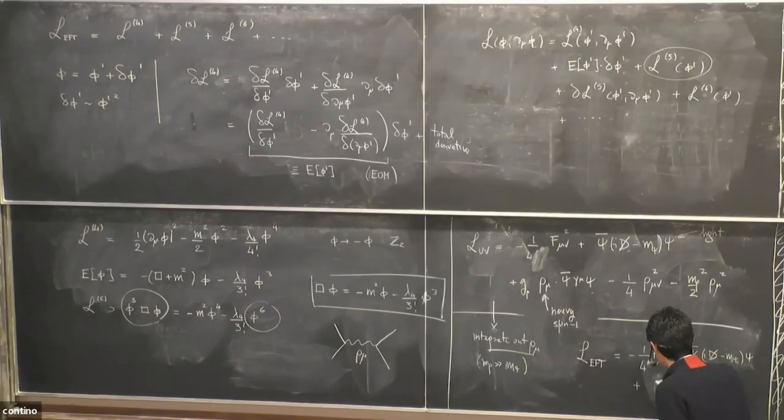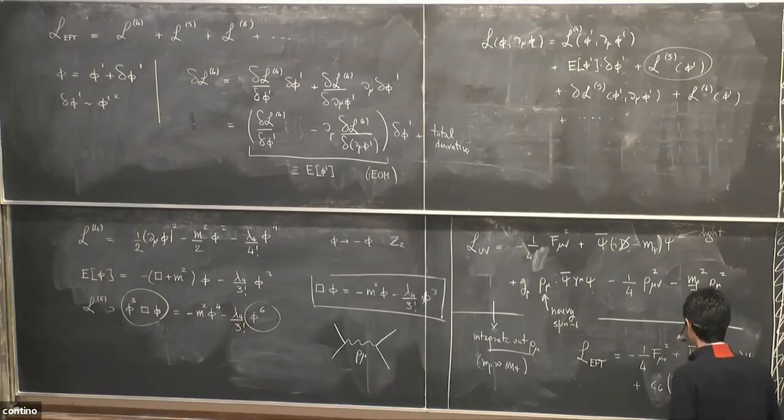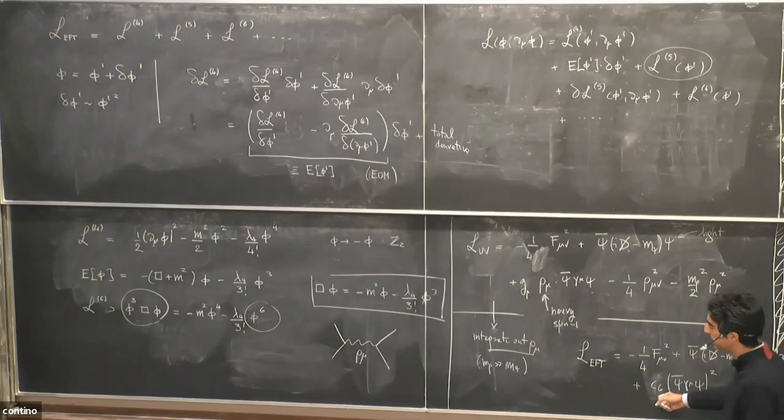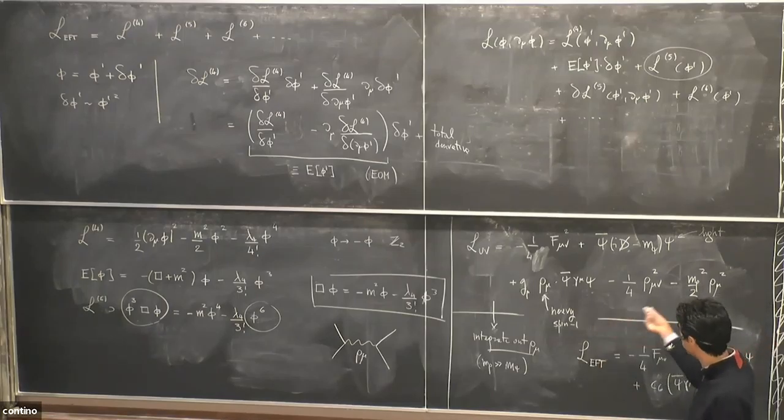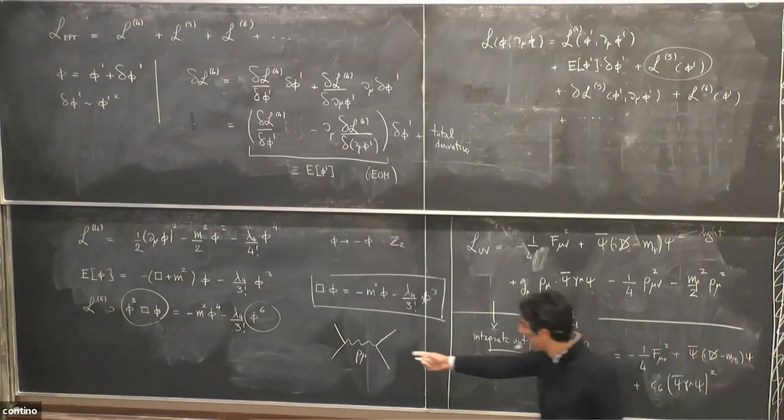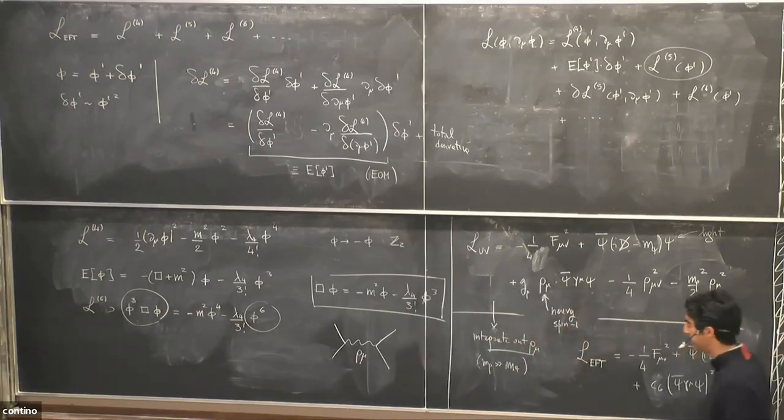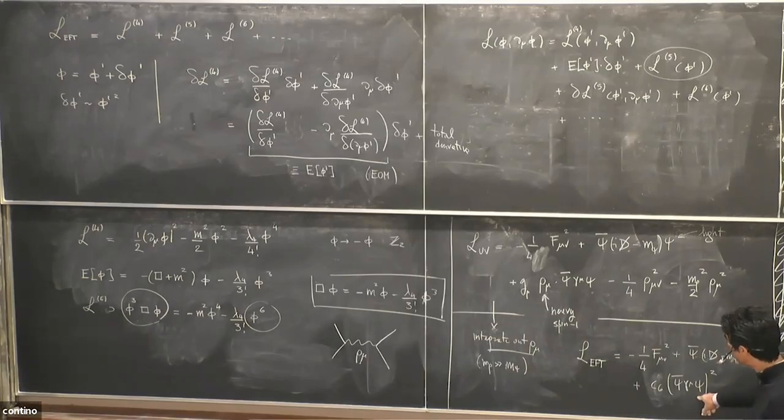Well, first of all, the exercise is to do the matching, try to extract the coefficient. So let me write this as C6, psi bar gamma mu psi squared. So derive the expression for C6. But of course, it will be of order g_rho squared divided by M_rho squared, very simply, because it comes from exchange at tree level.